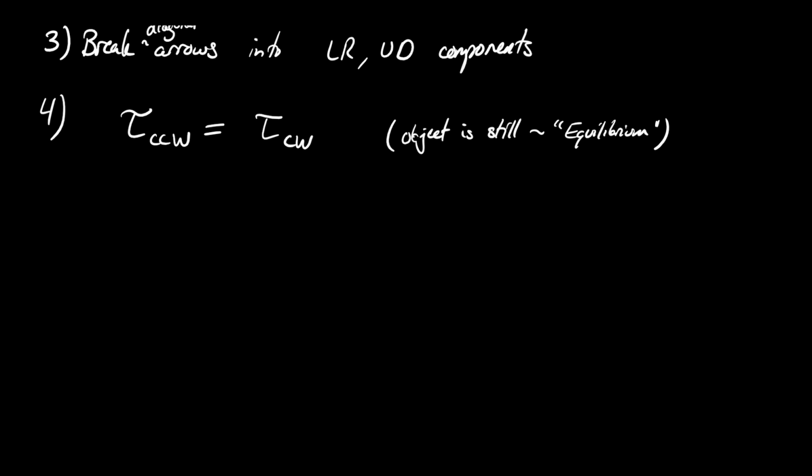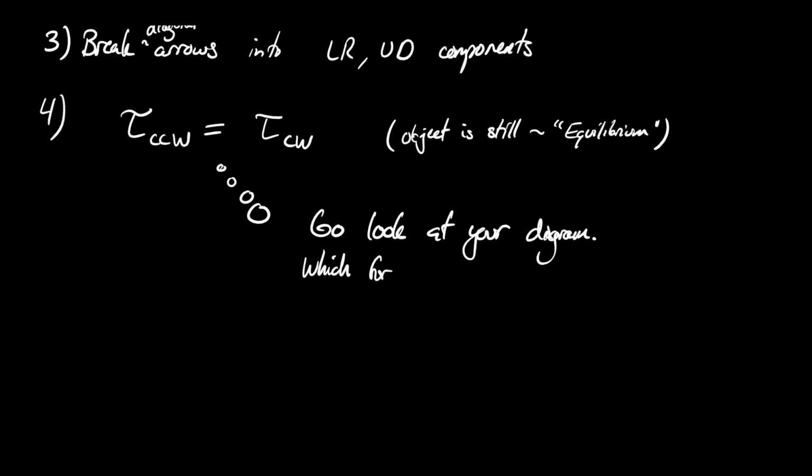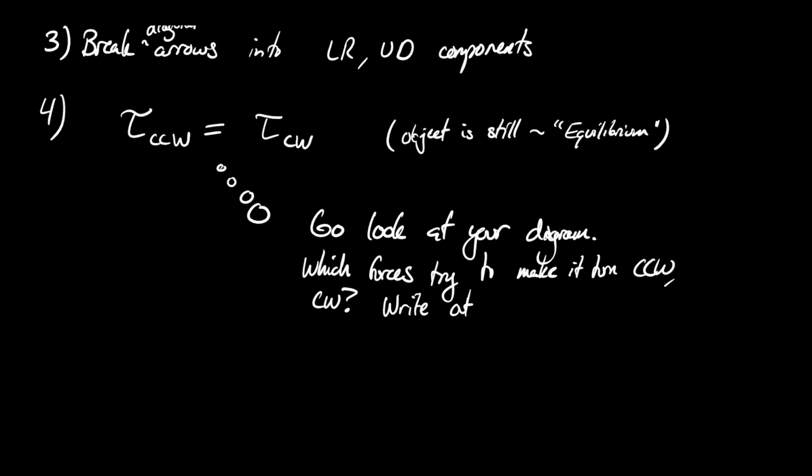Now, just like F equals ma, this equation is really an instruction. Go look at your diagram. Which forces try to make it turn counterclockwise, and then again for clockwise. And the instruction says, don't write out those forces equal those other forces. Write out R times F for each of them, and then pop them into this equation.